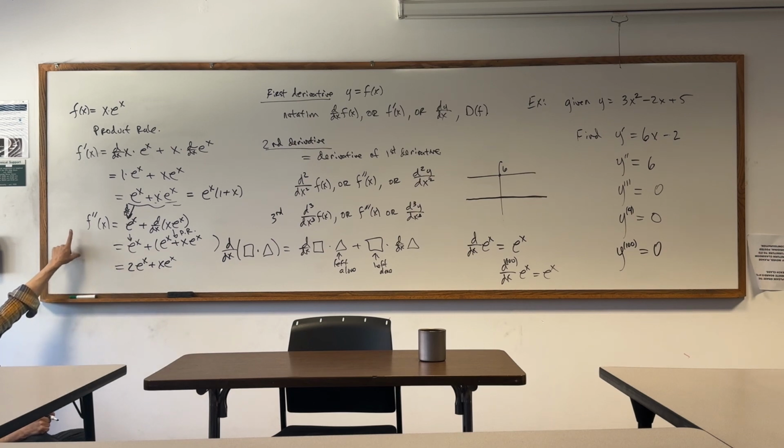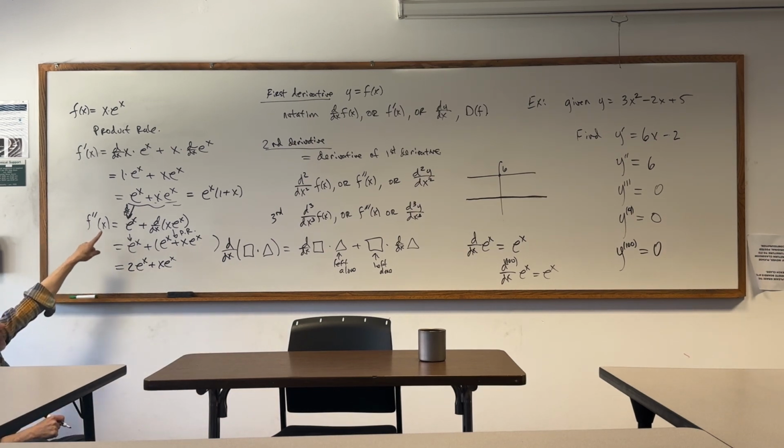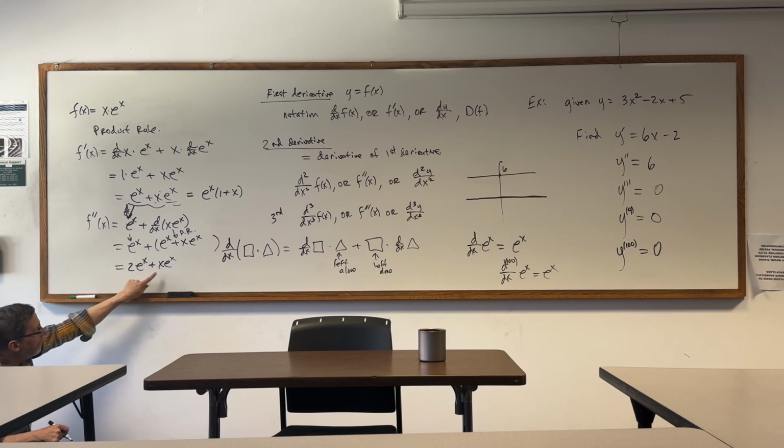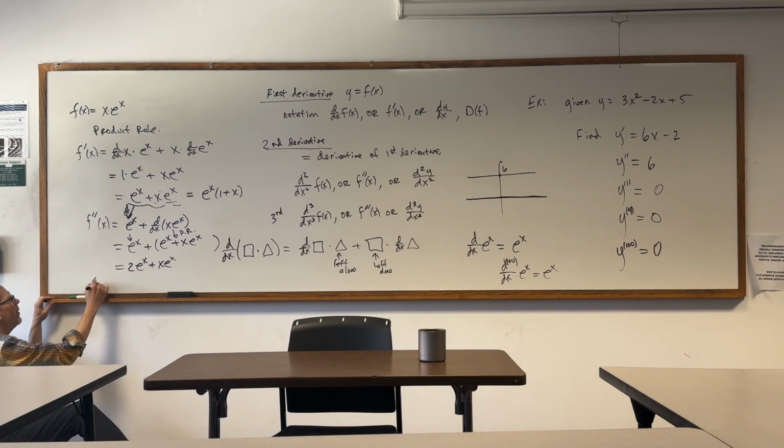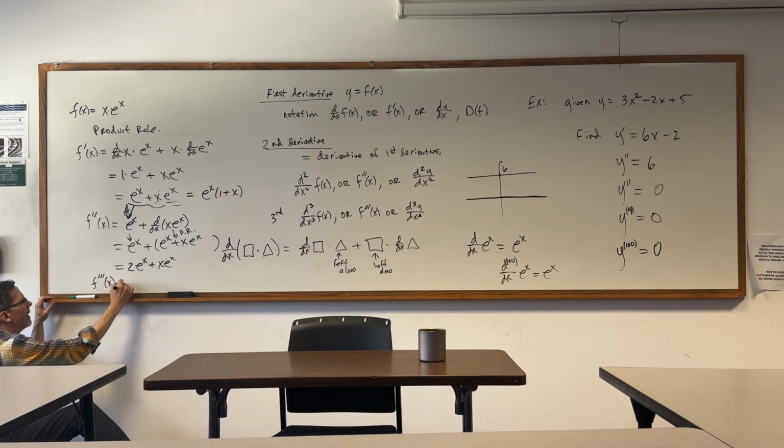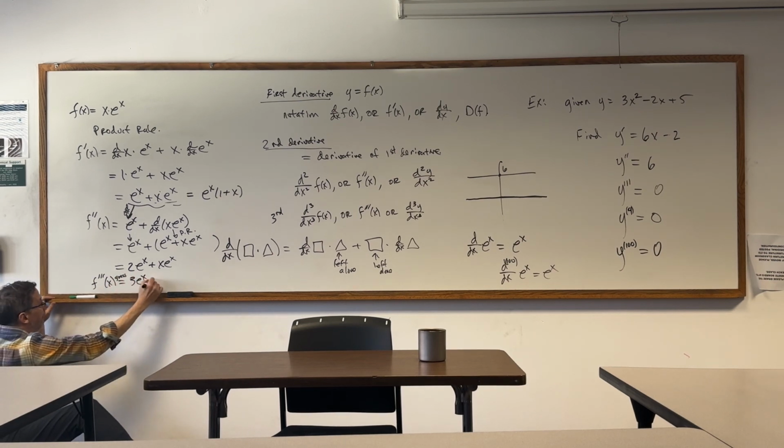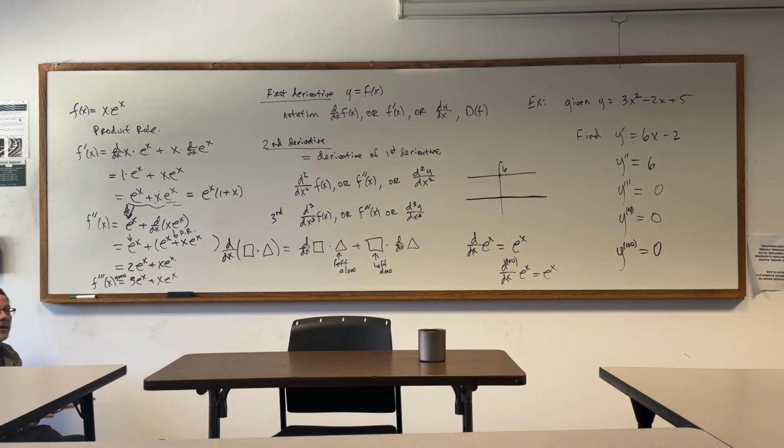Look at the rhythm here. Math is all about rhythms. The first derivative was e to the x plus x e to the x. The second derivative was 2e to the x plus x e to the x. The coefficient just increases every time. So let's take a guess. What guess would we have? 3e to the x plus x e to the x. There we go, and that's 100% right.